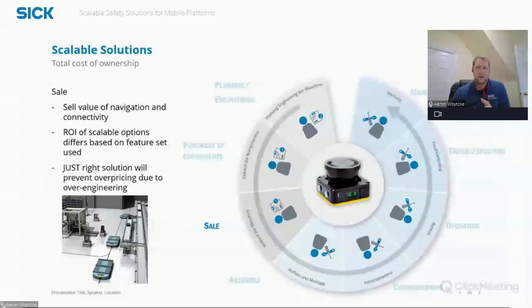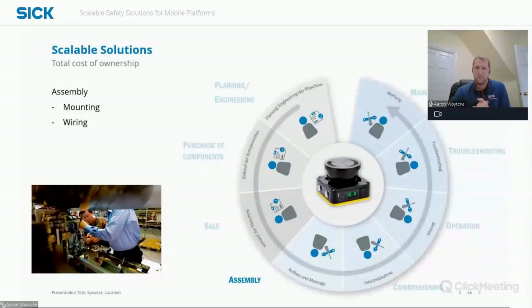And the big thing here is that if we look at that Goldilocks principle, if the solution is just right, it's going to prevent over-engineering and higher costs, and your customers are going to like that more. So the just right solution will prevent that overpricing due to over-engineering and the extra time that goes into developing that. And it also achieves that level of safe productivity that finds the balance between making sure you're still running effectively and hitting that performance level required and reducing the risk to that acceptable level.